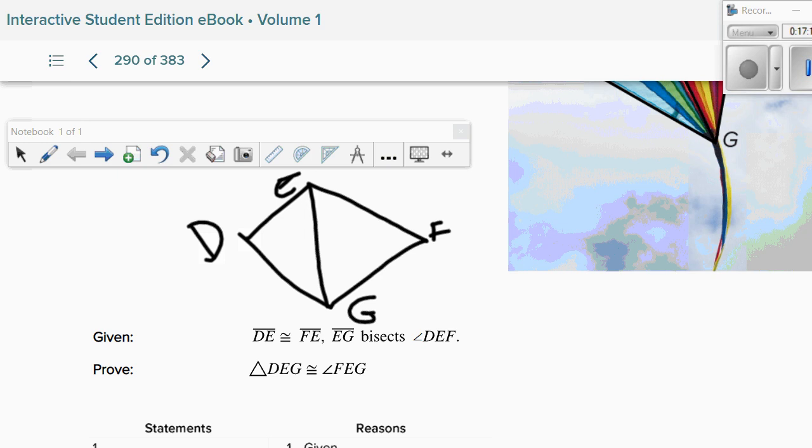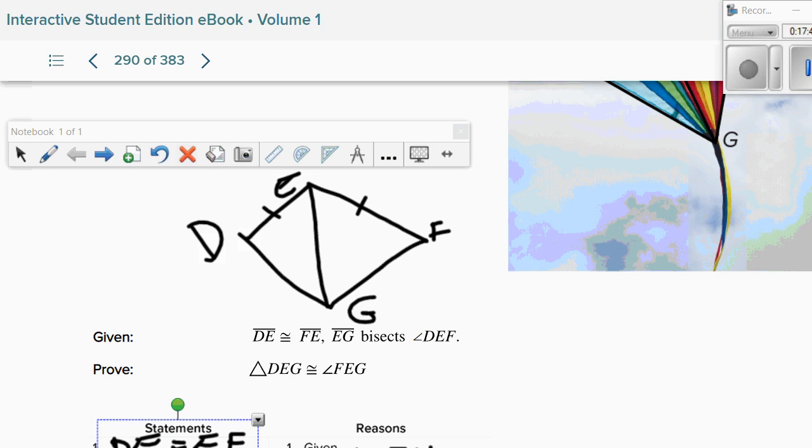Some key things we've got to remember. First off, they're telling me that DE is equal to EF. That was given. They also tell me that EG bisects angle DEF. That is given. But remember, when something's being bisected, we have to state it.